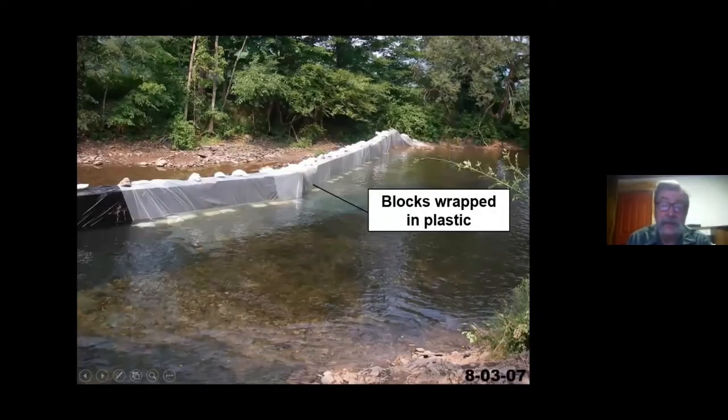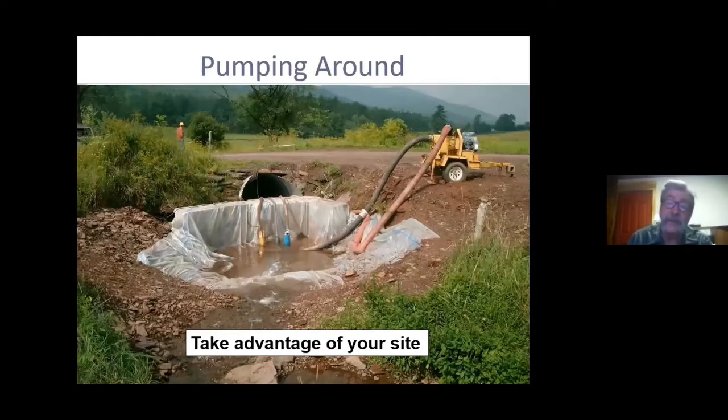And here's another example of that site that's utilizing those concrete blocks, and it's wrapped in plastic. For smaller streams, sometimes you can pump around the site, again putting a block wall up lined in plastics, intercepting that flow of water, pumping that water around your work site, and then back into the stream if it's staying clean. If not, you might have to put it into a sediment basin.